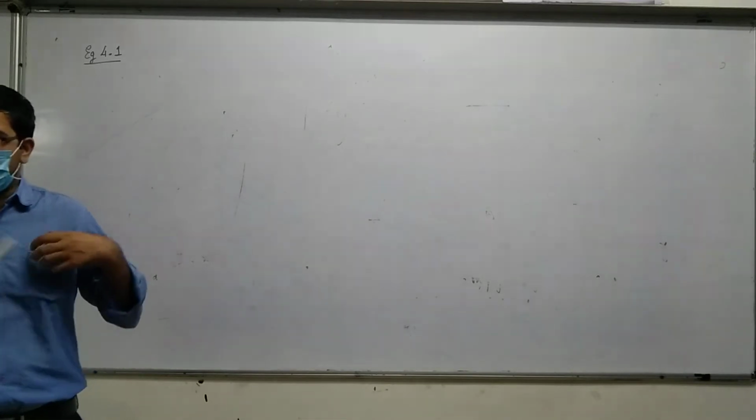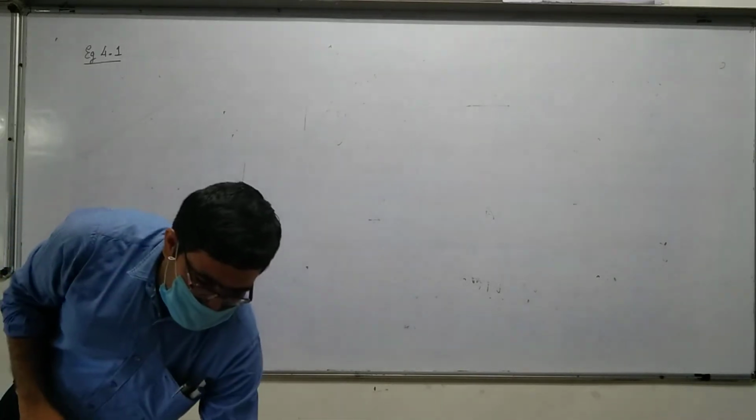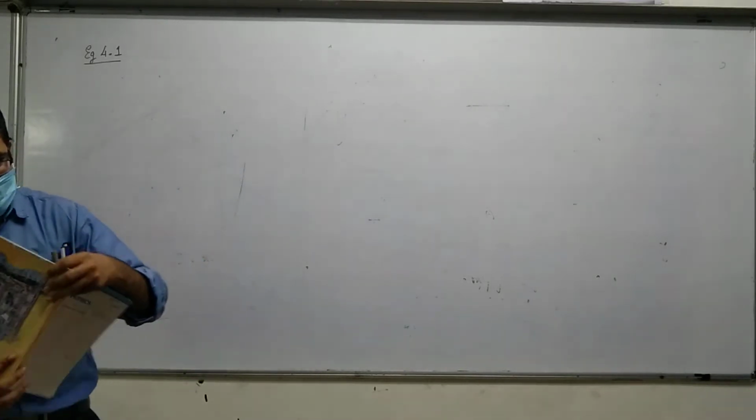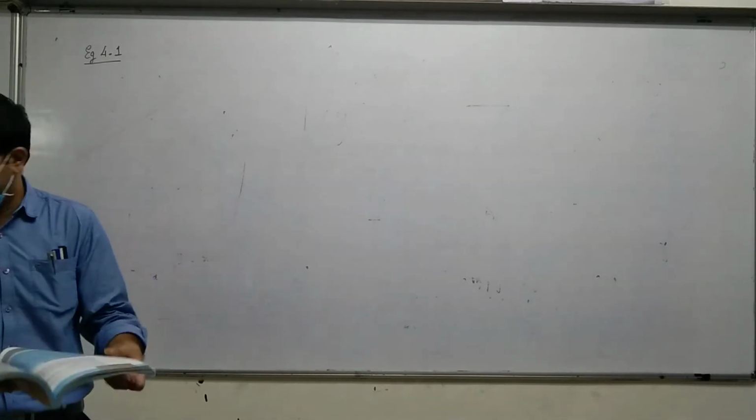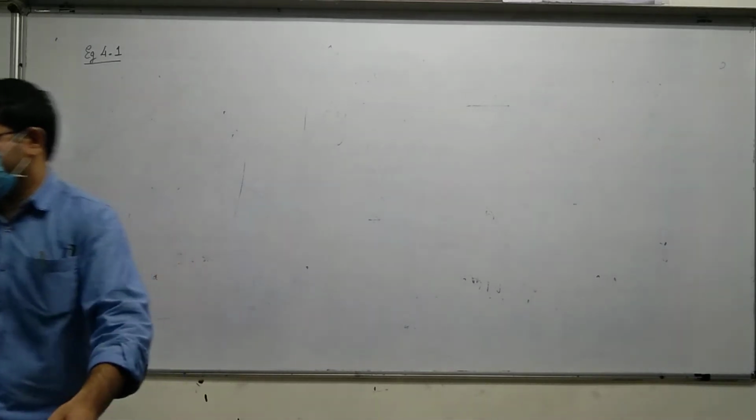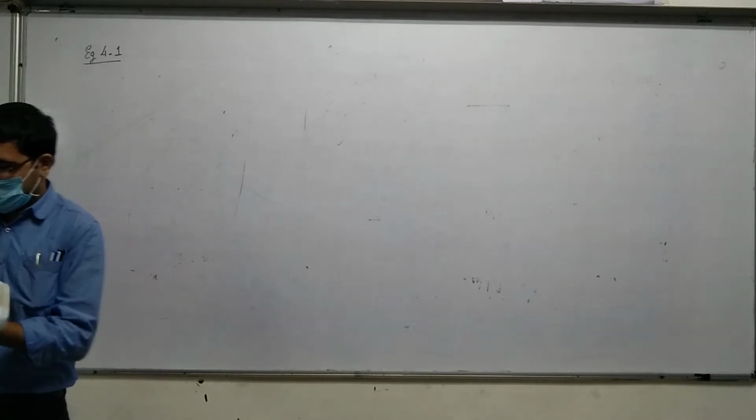Not at all complicated, it will not take a lot of time. Okay. A straight wire of mass 200 gram and length 1.5 meter carries a current of 2 ampere. It is shown in the figure.